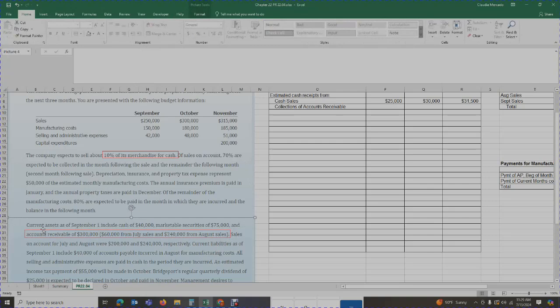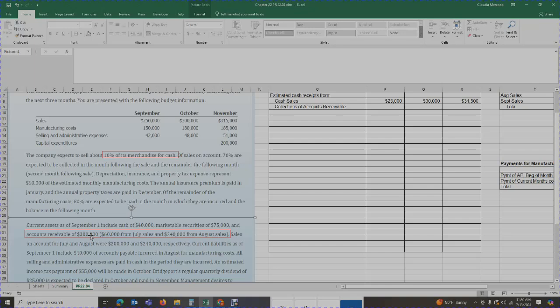It says current assets as of September 1st include cash of $40,000, marketable securities of $75,000, and accounts receivable of $300,000. That's pretty big. So we've got $300,000 of accounts receivable. That is money owed to us for sales that have been made in the past. Now, $60,000 from July sales and $240,000 from August sales. So remember, 70% of the money made on account is collected the month after the sale, and then 30% the second month after the sale. Now this is going to help us.